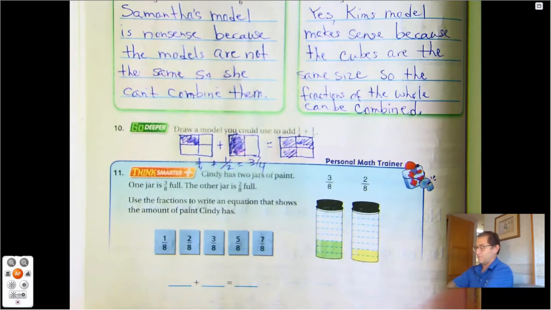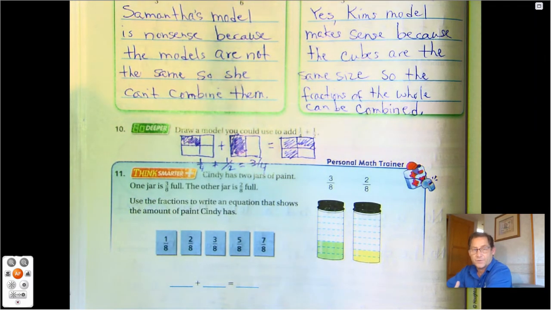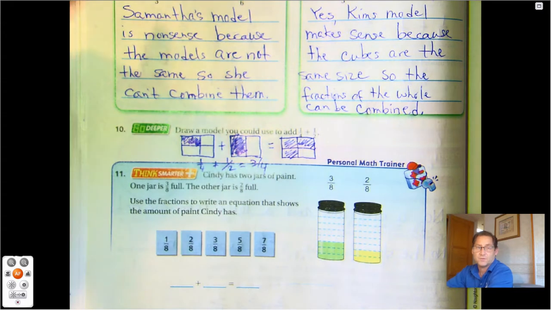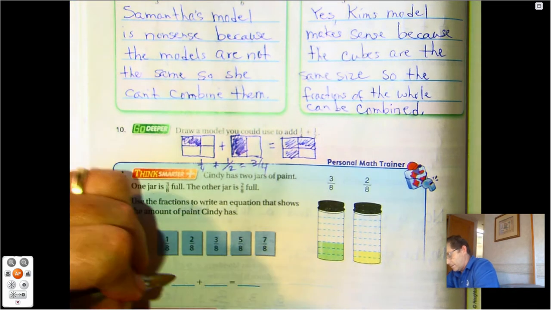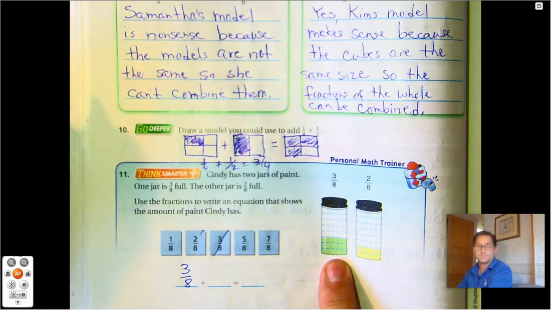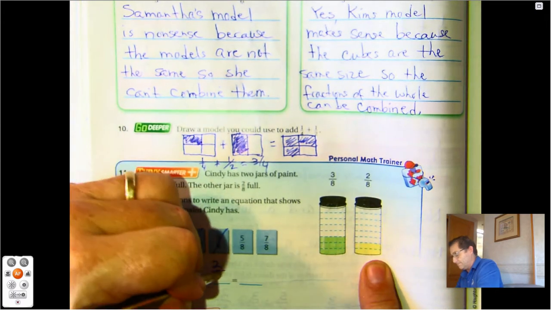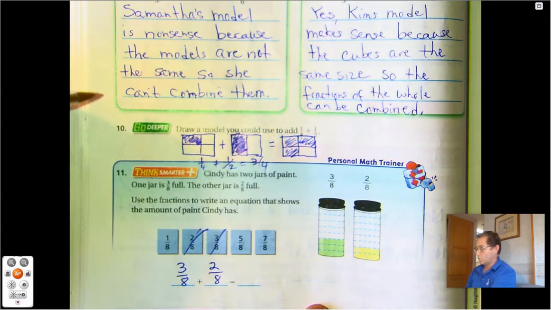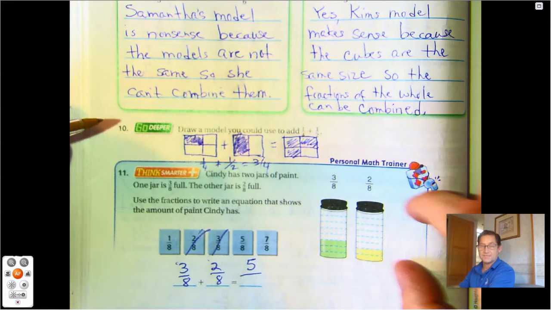Cindy has 2 jars of paint. One jar is 3/8 full, the other jar is 2/8 full. Use the fractions to write an equation that shows the amount of paint Cindy has. Oh, well, okay. 3/8 in this one, 2/8 in this one, for a total of 3 plus 2 is 5. Because the jars are the same size, I can combine them, 5/8.